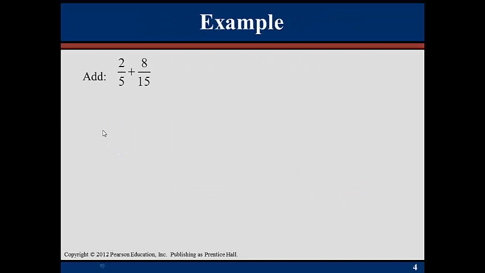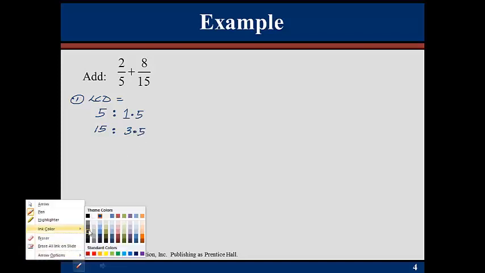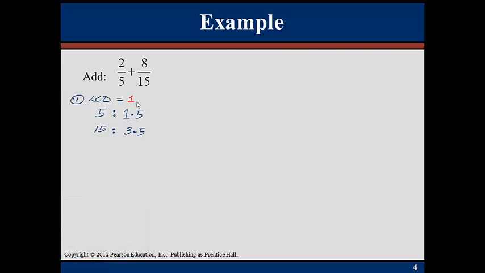So here's our first example. It says 2 over 5 plus 8 over 15. So step 1 was to find the LCD, which is the least common denominator. To do that, we're going to write down both denominators. So we have 5 as well as 15. And then you're going to find the prime factorization of both. So 5 is broken down into 1 times 5, and 15 is 3 times 5. So then the LCD would be 1 times 5 times 3, which is 15.